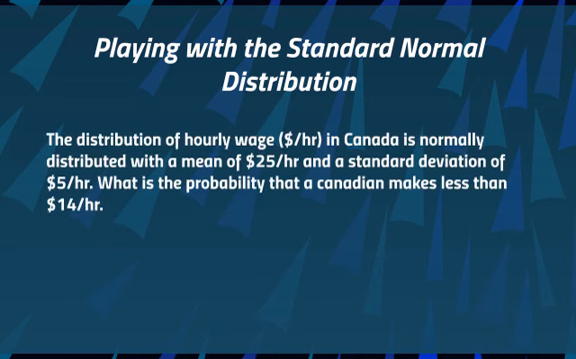Okay, so focusing on the same example as I used previously, the distribution of hourly wage in Canada is normally distributed with a mean of $25 per hour and a standard deviation of 5. What is the probability that a Canadian makes less than $14 per hour? Okay, try to see what you would do with this problem. Okay, good luck, and I'll see you in class.